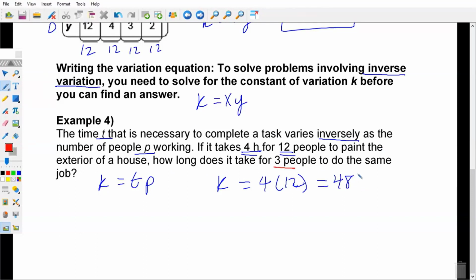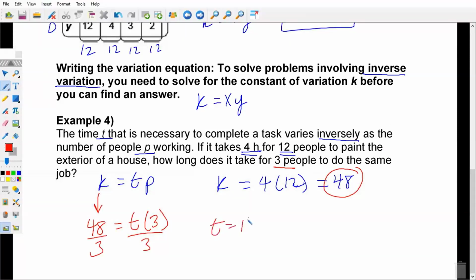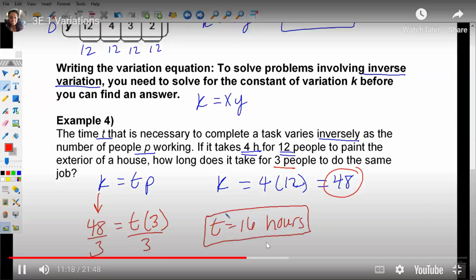Now, step 3 is to answer the question. It says, if you have one less person doing the job, how long is it going to take? Well, we know our K value, and we know how many people we have. How do I solve for T? Divide. So how long is it going to take if I'm short one person? It takes 16 hours. So it's going to take me 16 hours to do the job instead of 12 hours. So one less person is going to take us 4 extra hours to complete the job. You can see how that's usable math, right?